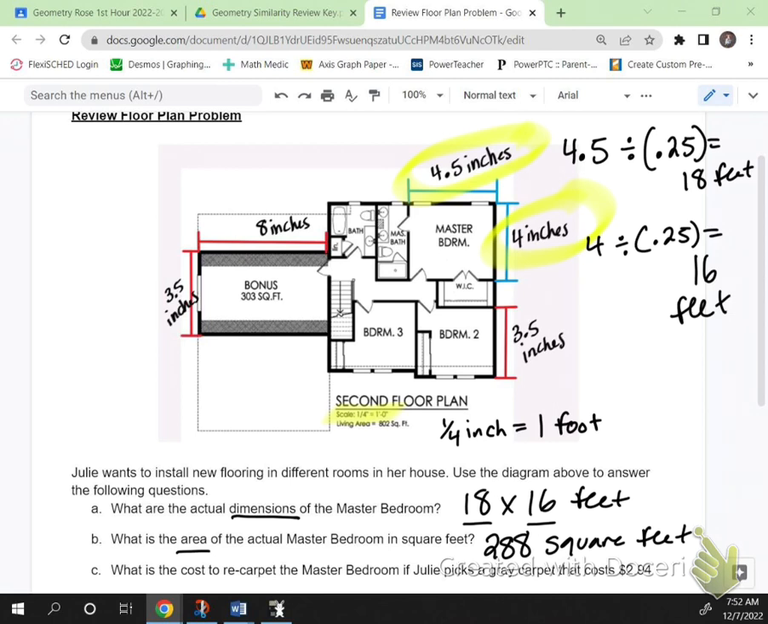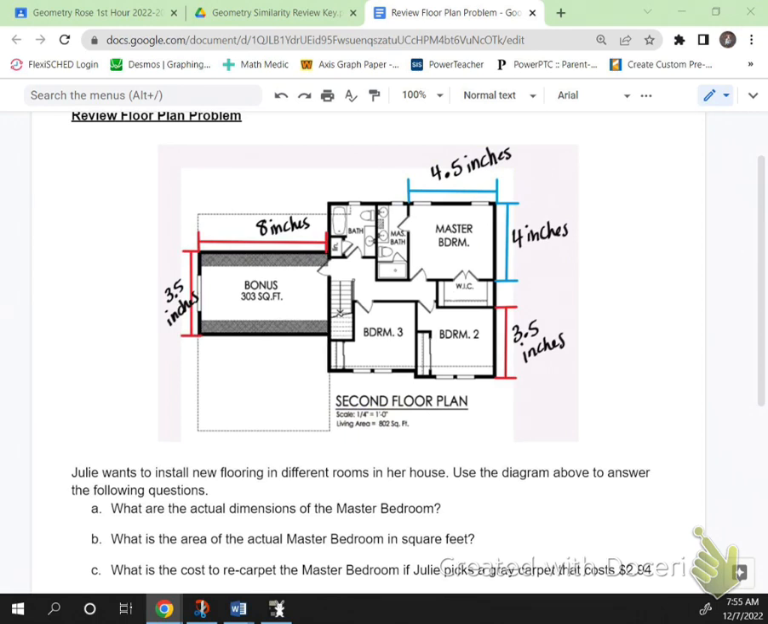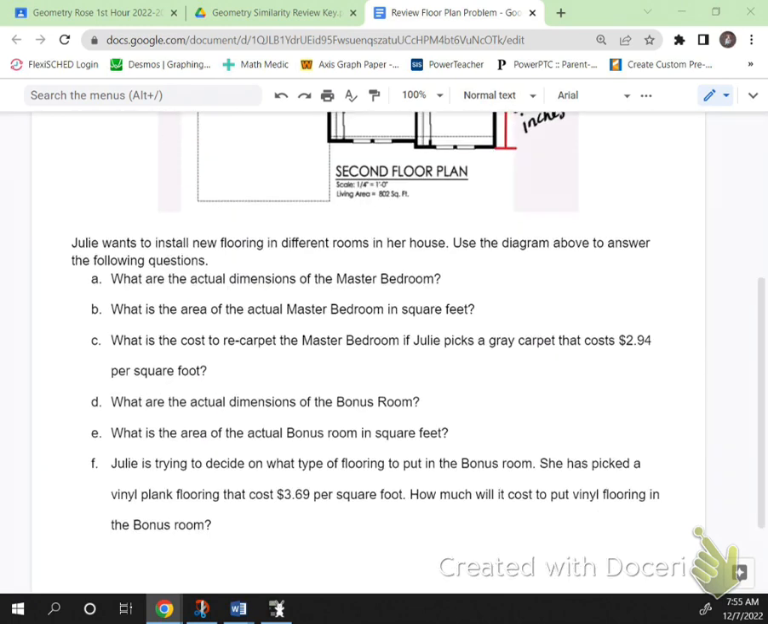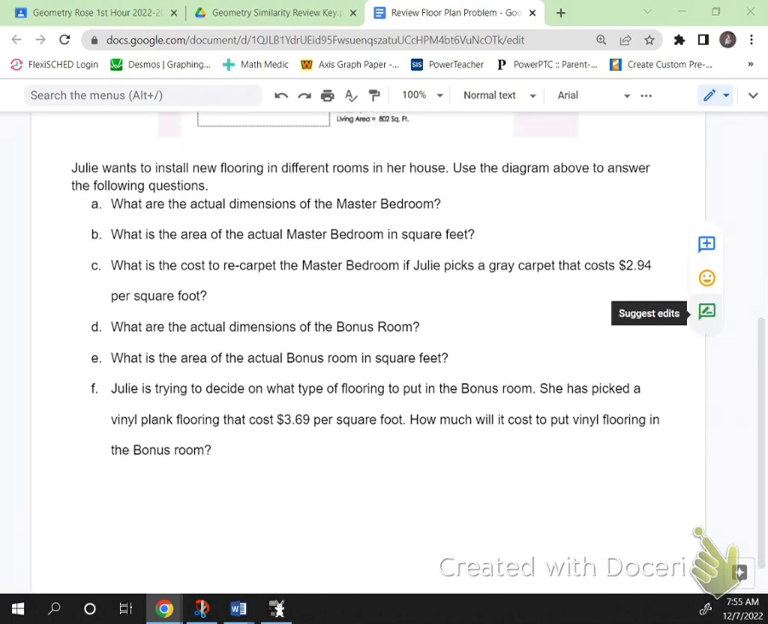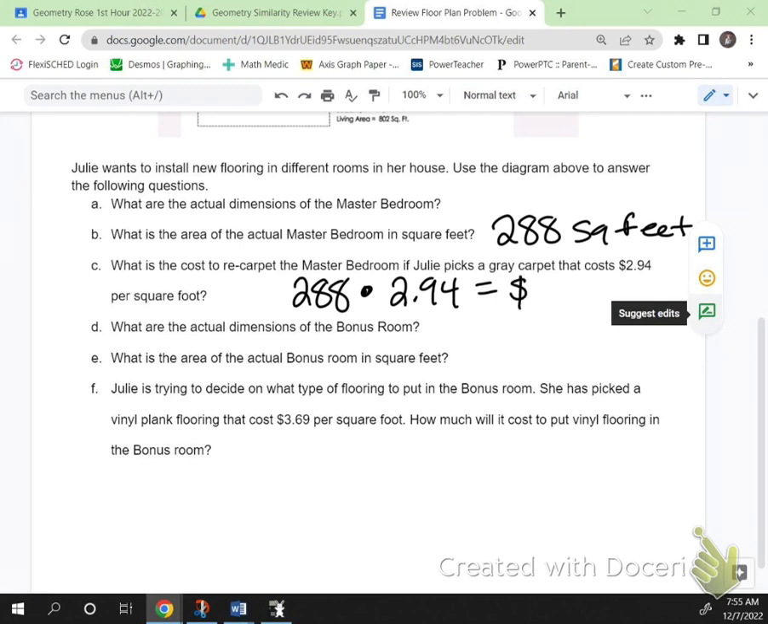Part C. What is the cost to recarpet this bedroom if she picks a gray carpet that costs $2.94 a square foot? What am I going to do to figure that out? Somebody tell us, what do we do to find that out? We should get, again, our label should be dollars. 846.72.